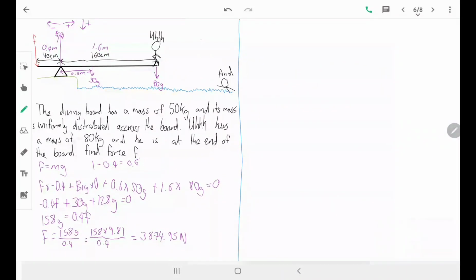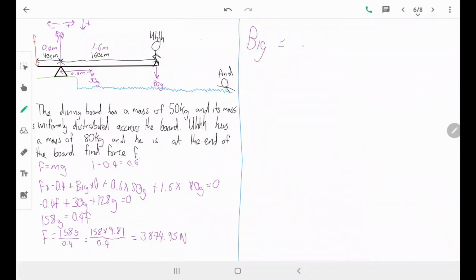Zoom out. There we go. Just about fitted it on the page. So the force F is 3,874.95 newtons. The big force, if we actually wanted to work out the big force, which we don't, but if we did, well, big, I'm going to write big, actually, has to be equal to all these other forces pushing down. That's why it's called big.